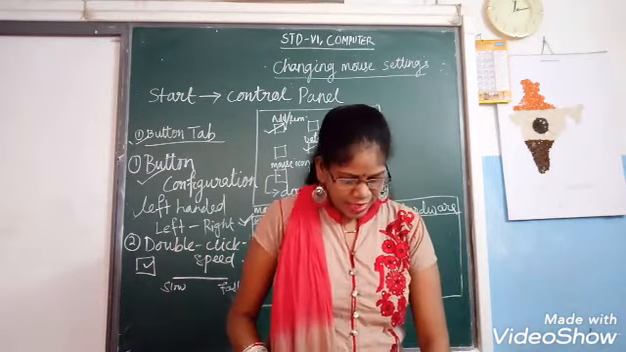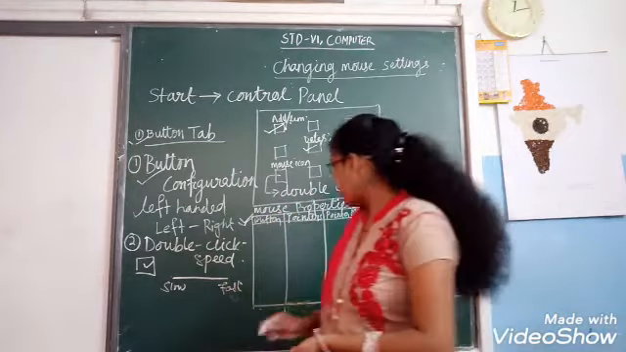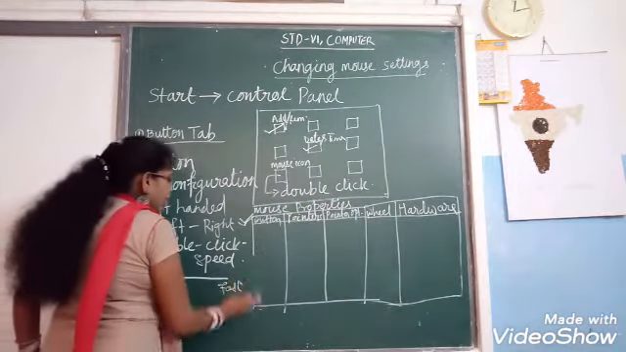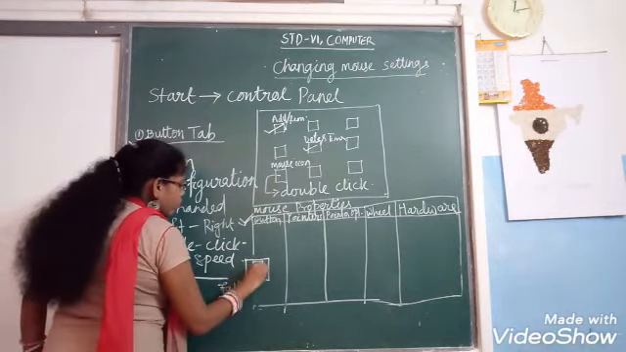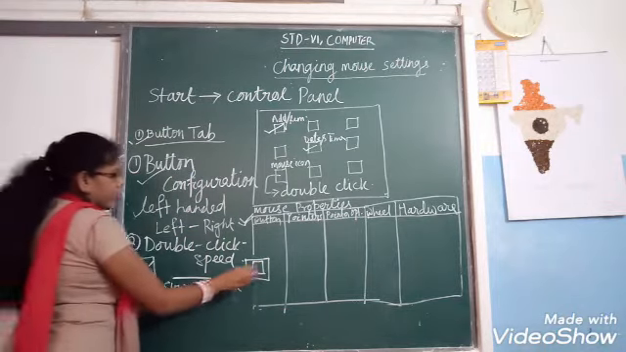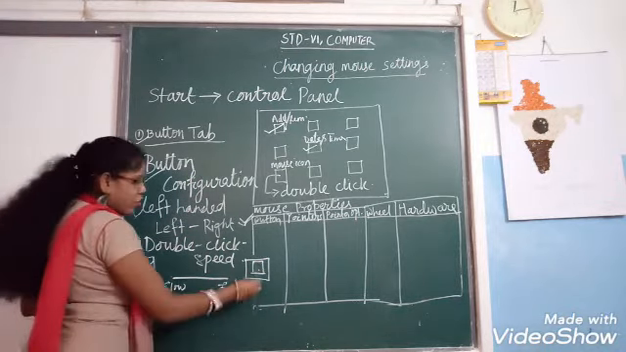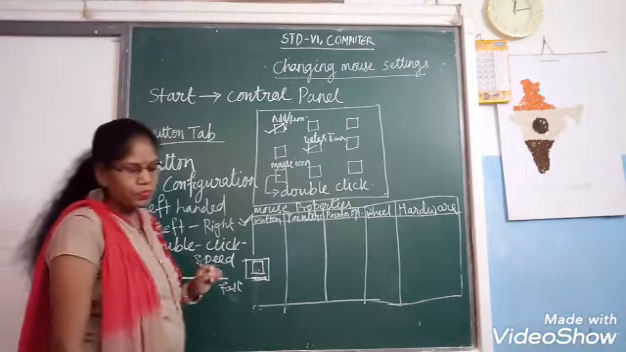And there is a folder given to test the setting. Here, when you click, one folder will be there. In this folder, when you check this option, you can test the speed and slow.